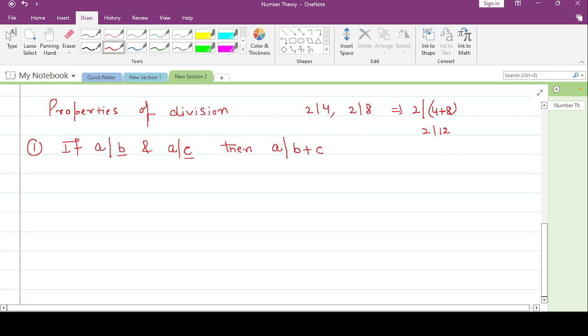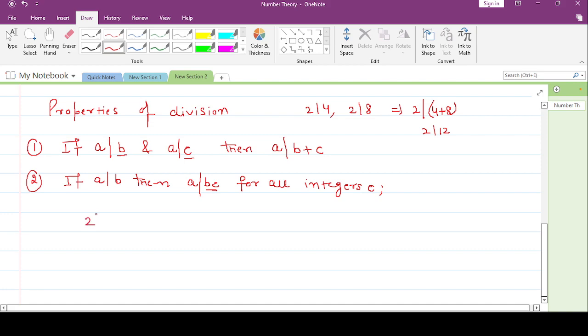Now the second property is this: if A divides B, then we can introduce one more integer like this, A divides B into C, for all integers C. It means that if A divides B, then you can introduce any integer C, and still A divides BC. There is no problem in that.